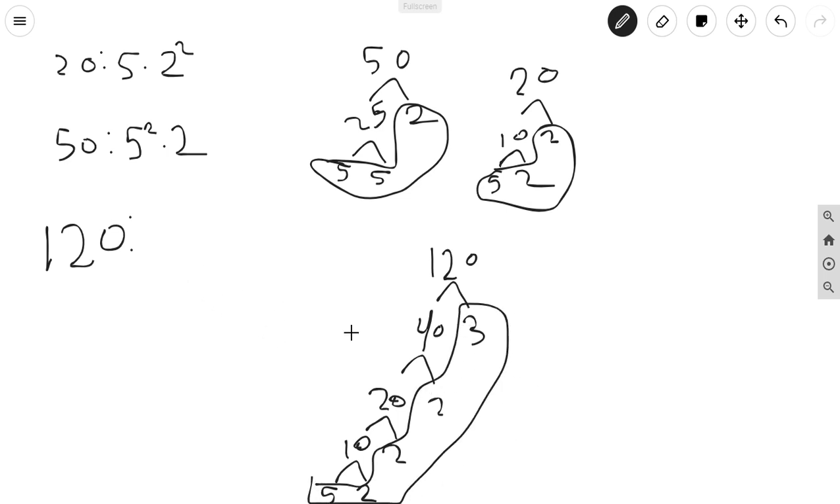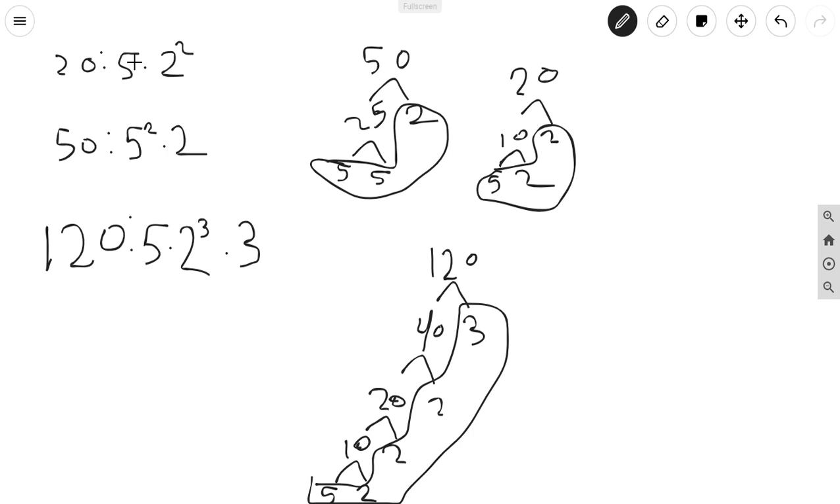Alright? I could write this as 5 times 2 cubed times 3. Alright, in order to find the actual greatest common factor of all these three numbers, I'm going to take what they have in common, what each of these three numbers have in common, and multiply those together.